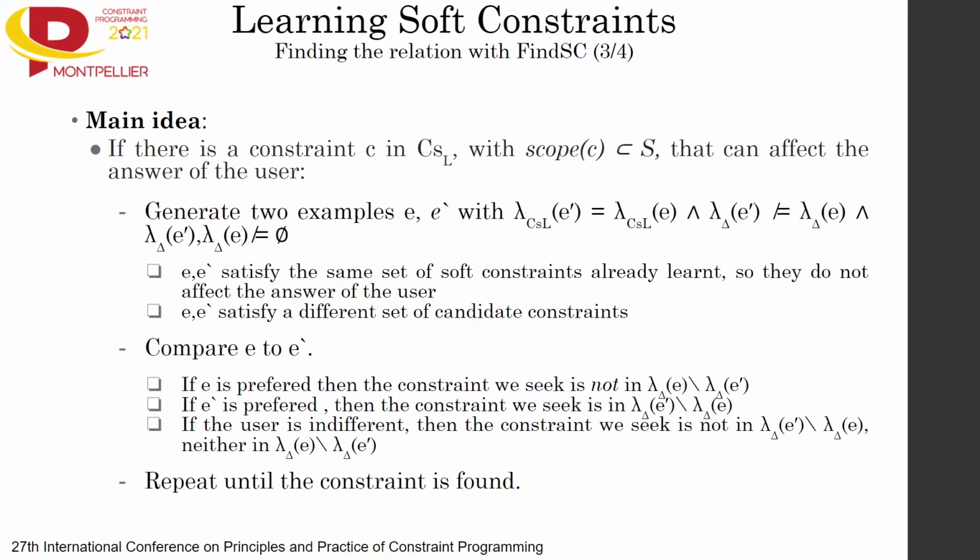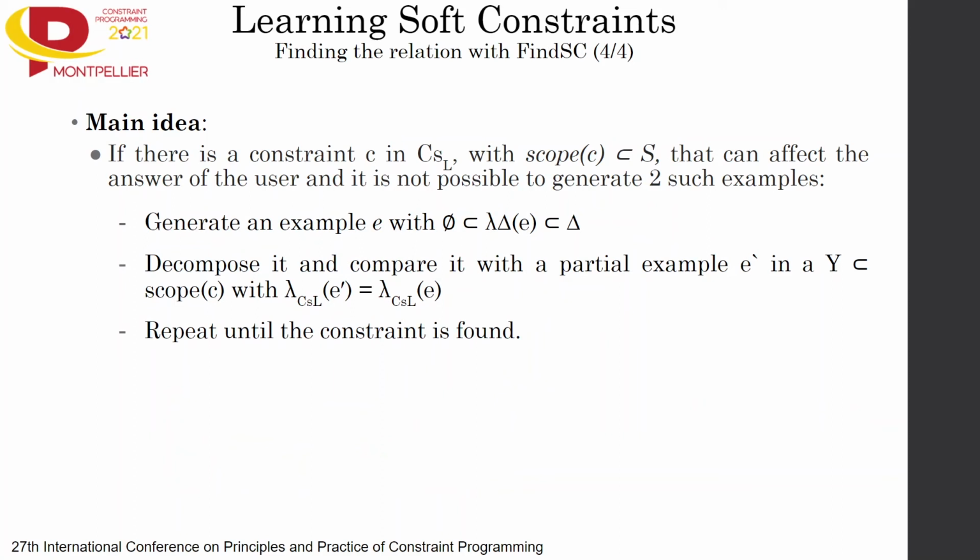If findSc cannot generate such an example because of the satisfaction of some constraints in subscopes that can potentially affect the answers of the user, then findSc2 is used, which uses two techniques to ensure that it will find a constraint. First, it tries to generate two examples satisfying the same set of learned constraints and a different set of candidate constraints, and follow the previous procedure again by comparing the two examples and updating the version space.